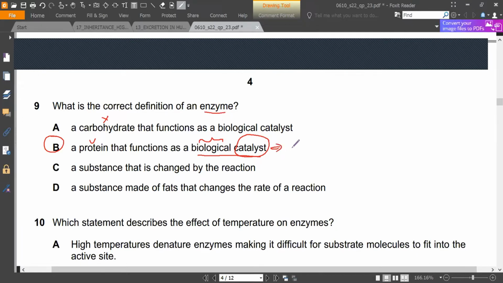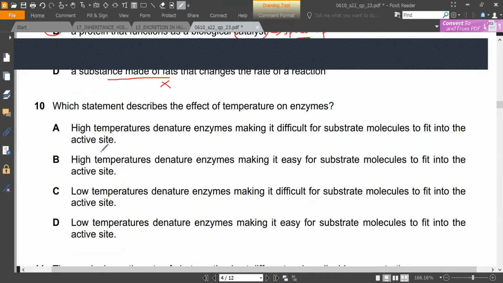So the function is to speed up chemical reactions in the body. Substance that is changed by the reaction, no. We know that catalysts are unchanged by the reaction, so they remain the same. They just act as the middleman. Substance made of fats, no. Made of protein. Okay, next.